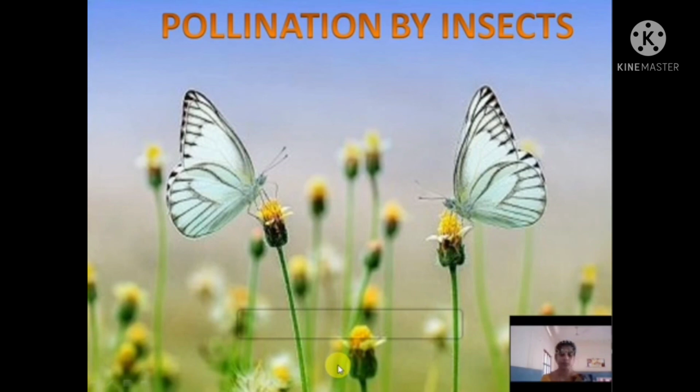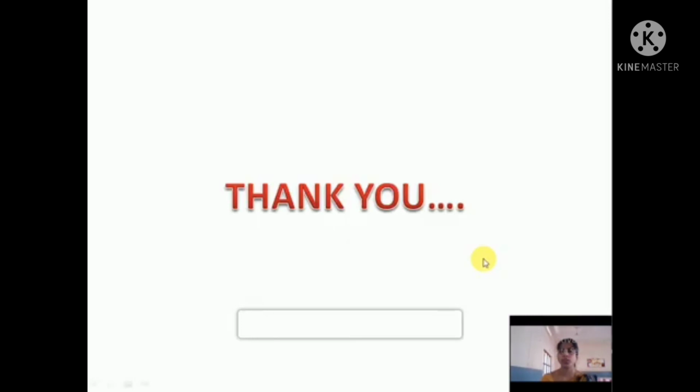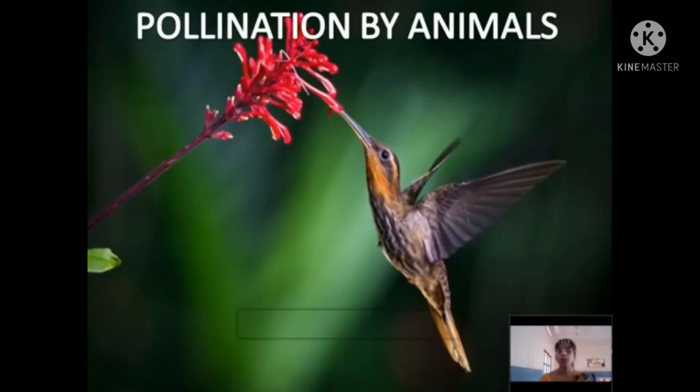Okay. Clear? Yes. Next we are going to discuss pollination by animals. Okay, pollination by animals. Do you know that some birds just suck the nectar from the flower? So this pollination is also called zoophily. Okay, when the pollination is carried out with the help of animals, it is known as the zoophilous type of cross pollination.